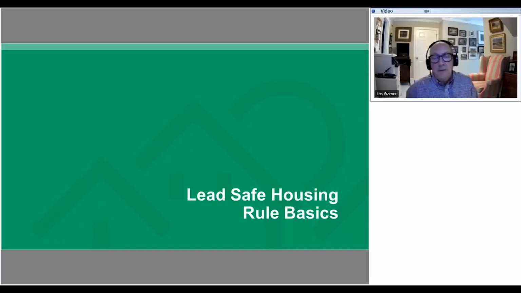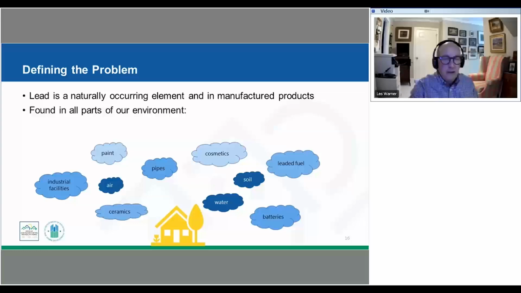So we want to start out by talking just a little bit about lead and why we are concerned. Why do we have a lead safe housing rule in place? So the issue with lead, it is a naturally occurring element. Sometimes if you're in the grocery store and things are saying all natural, well, lead is all natural, but that's probably not something that you want to introduce into your body or into your diet.